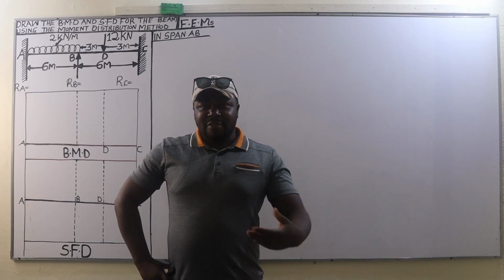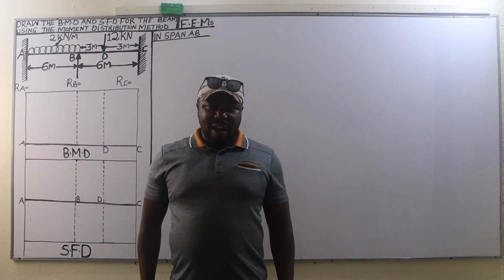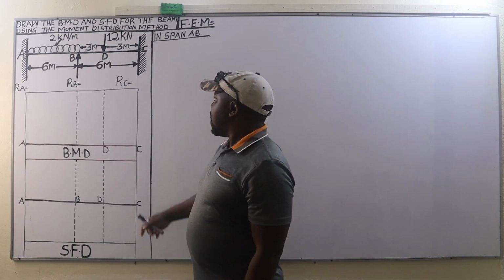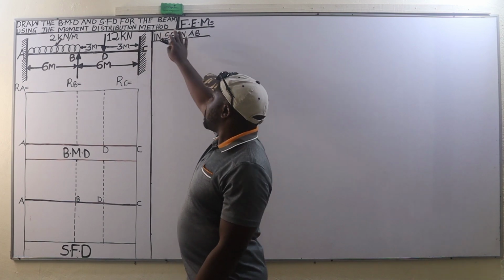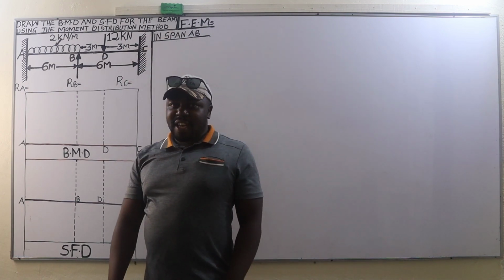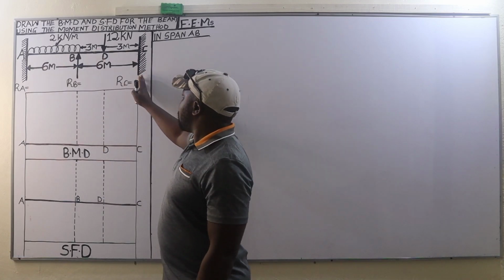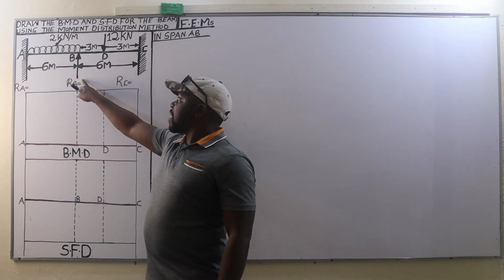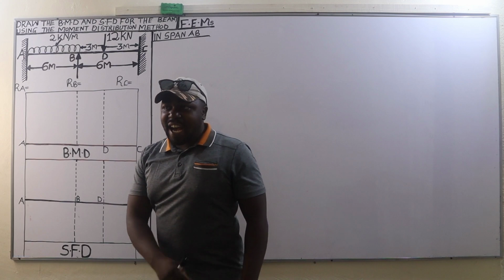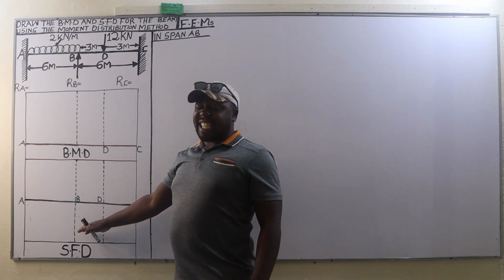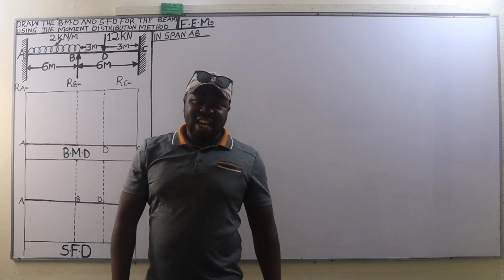Hello friends from wherever you are, welcome back to today's lesson, and we are going on with the moment distribution method. Today we are given a fixed beam that is fixed on both of its ends and supported at its center, and we are supposed to plot its bending moment diagram as well as its shear force diagram.